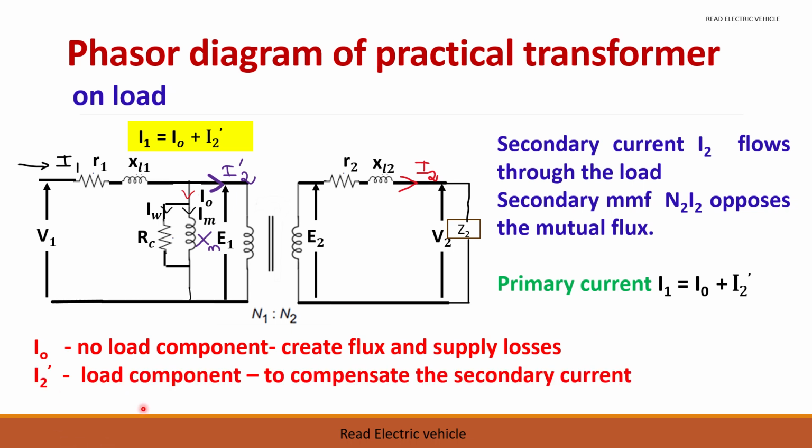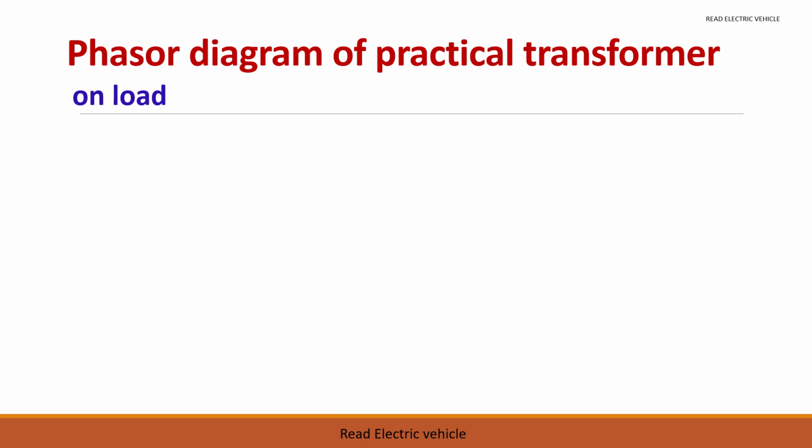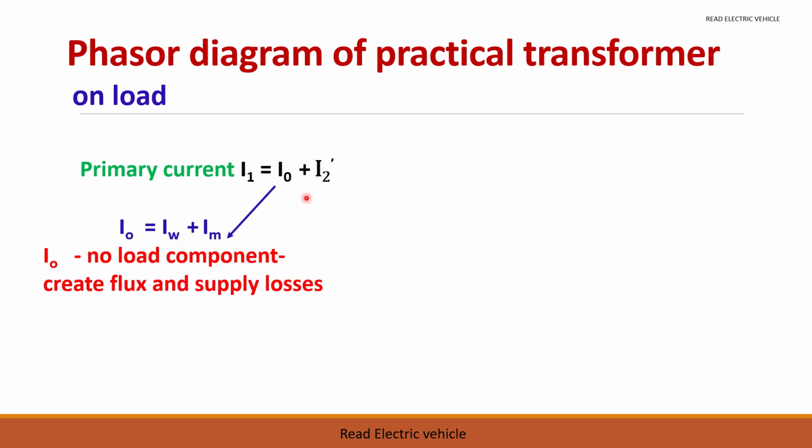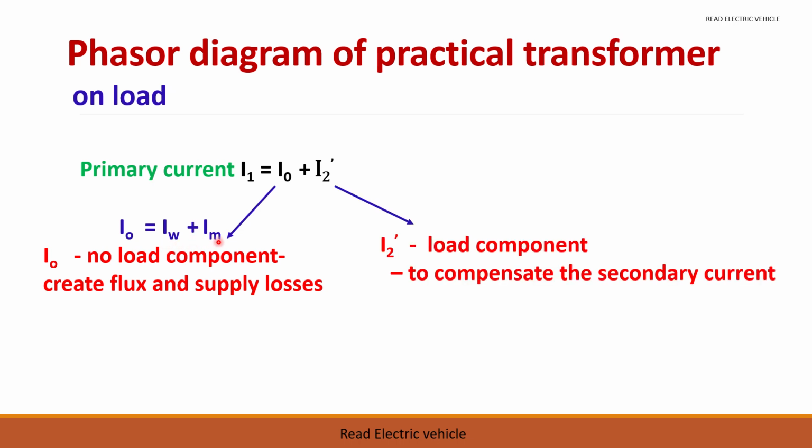So this I2 dash is called the load component, which is used to compensate the secondary current. So the primary current I1 is equal to I0 plus I2 dash. This I0 already has two components, IW plus IM. And this I2 dash is called the load component, which compensates the secondary current. But this I2 dash will change with load. So whenever I2 changes, I2 dash has to change to compensate the secondary current.